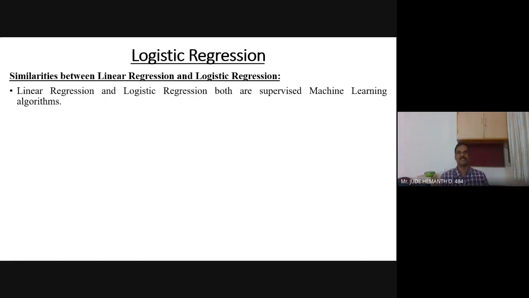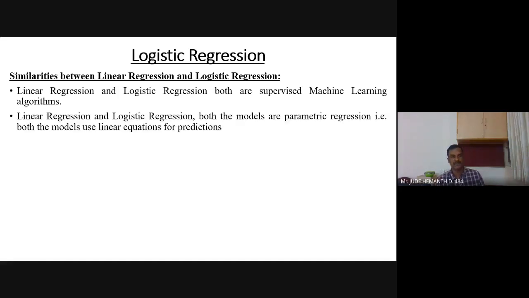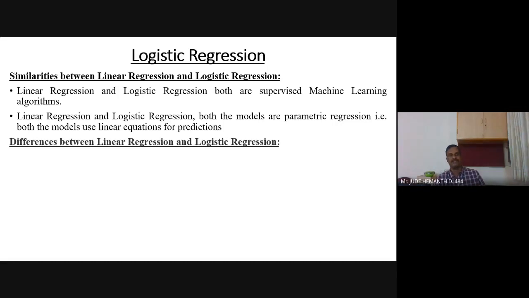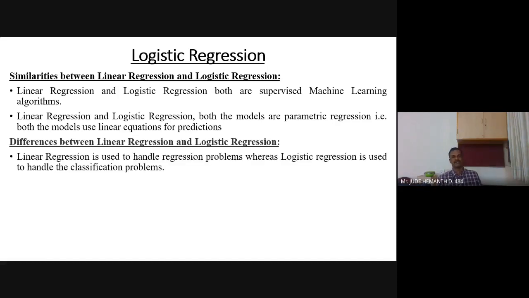Similarities: both are supervised machine learning algorithms. They need the target vectors. Both models are parametric regression. Parameters mean variables, right? You have some variables. Logistic regression also depends upon linear regression. You have age, gender, and everything to predict something, so dependent variables and independent variables. So we call them parametric methods. Now, these are two similarities, but we have plenty of differences between linear regression and logistic regression.